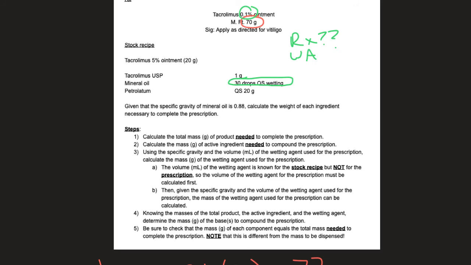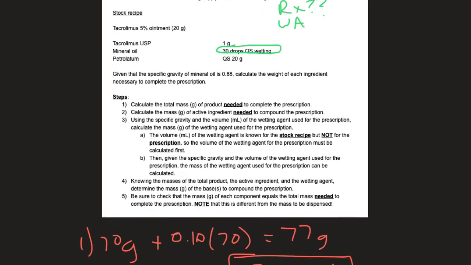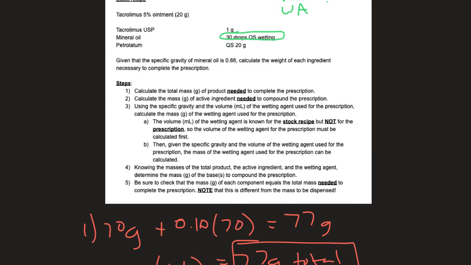Just like the brownie recipe, if the stock brownie, the full box, calls for a quarter cup of water to incorporate the powder, how much water are we going to need for half the box to incorporate the powder? So we know the stock recipe calls for 30 drops. How much are we going to need for the prescription, which is different from the stock recipe? So we know that 30 drops was used for 1 gram of Tacrolimus.